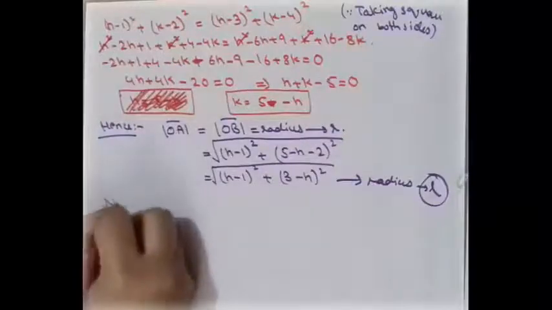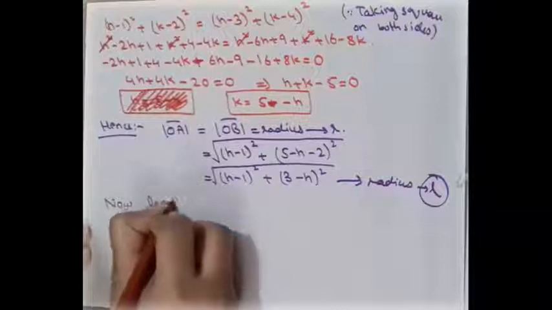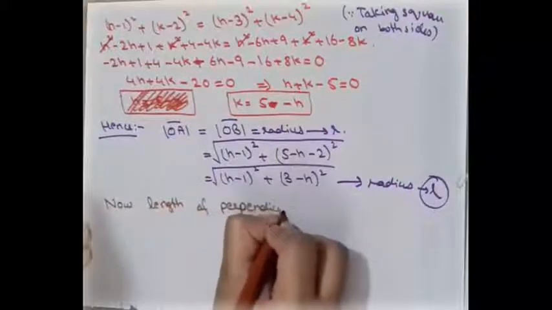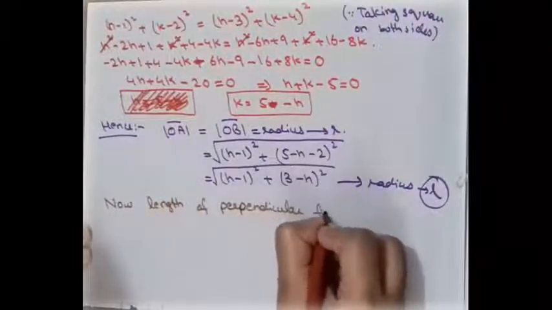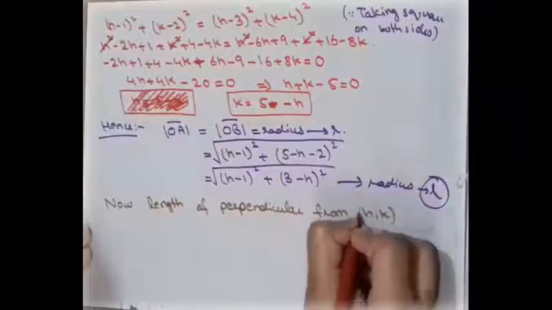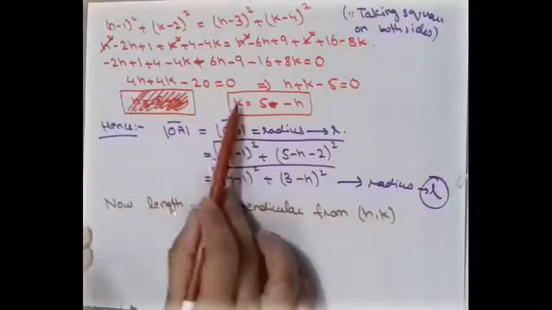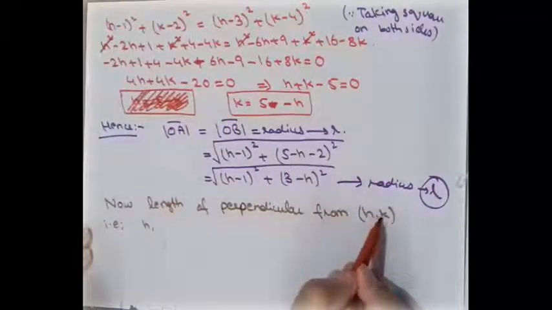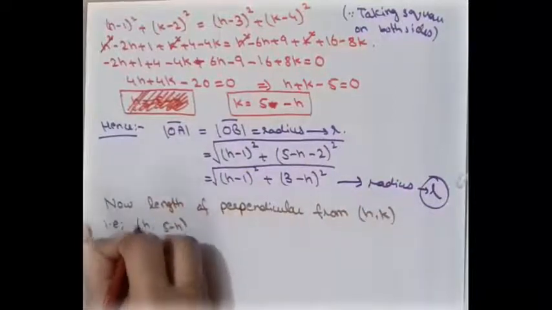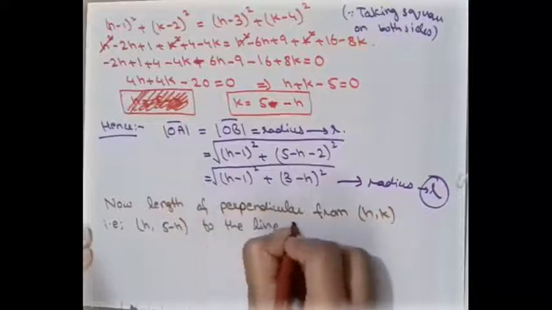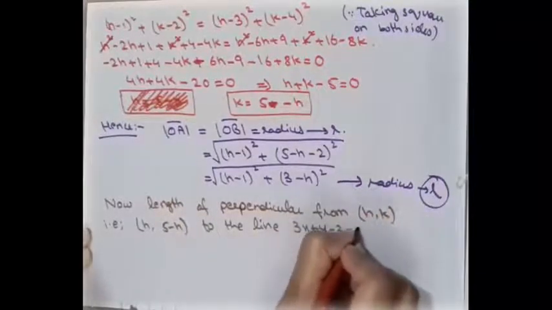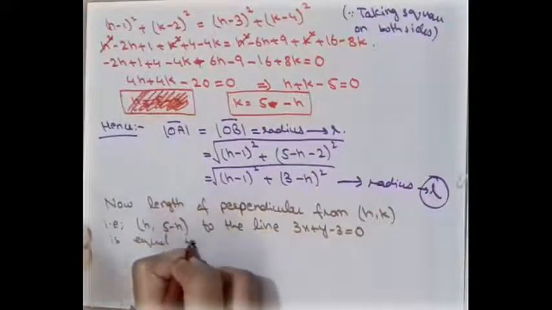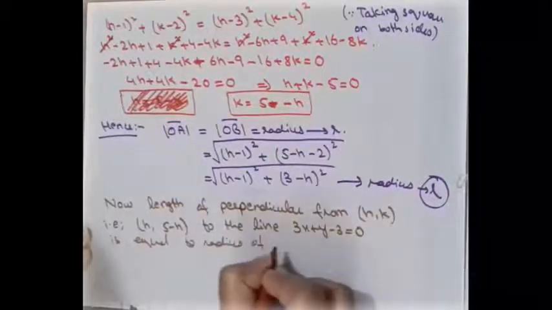In the next step, the length of the perpendicular from (h, k), meaning the center, which now becomes (h, 5 minus h) because we found the value of k, to the given line 3x plus y minus 3 equals 0, is equal to the radius of the circle.